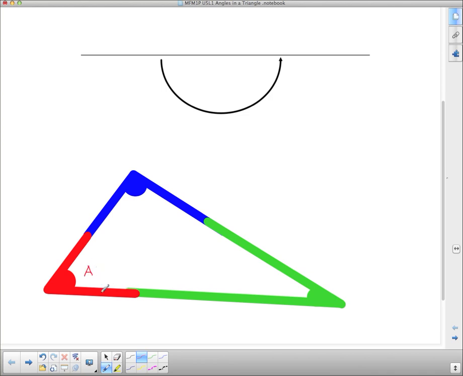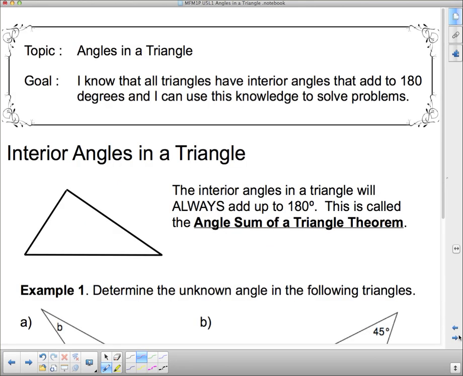Now this is important because I know, since those angles made up a straight line, that whatever this angle is, whatever this angle is, and whatever this angle is, I don't know what they are, but I do know that when I pull them apart and stick the tips of them together, they make a straight line, which is 180 degrees. And that works for every single triangle. This triangle's not special. I just drew a triangle. Okay, so now to the note part of this.